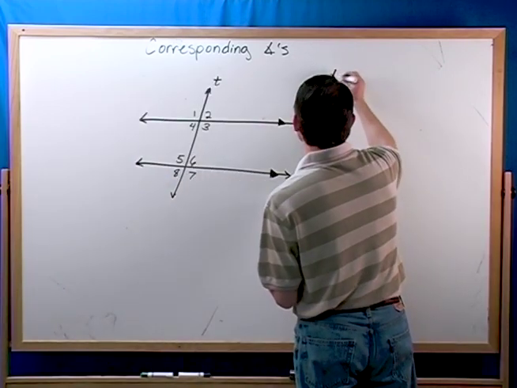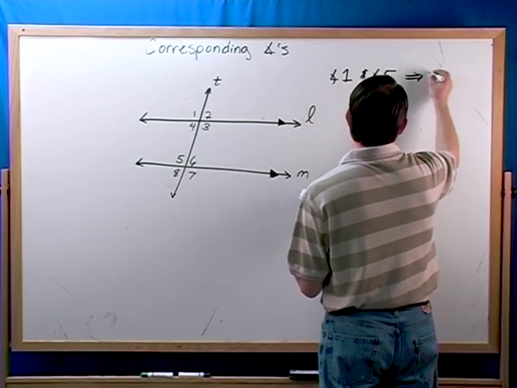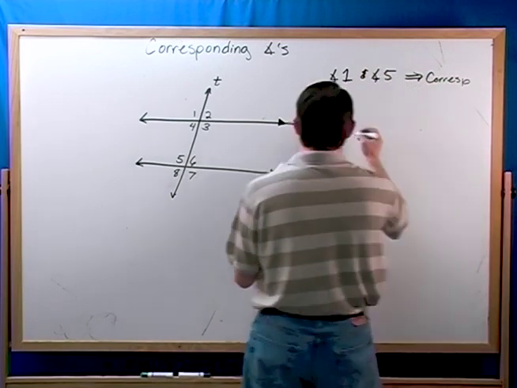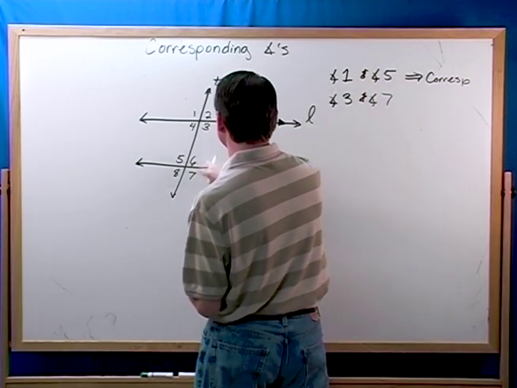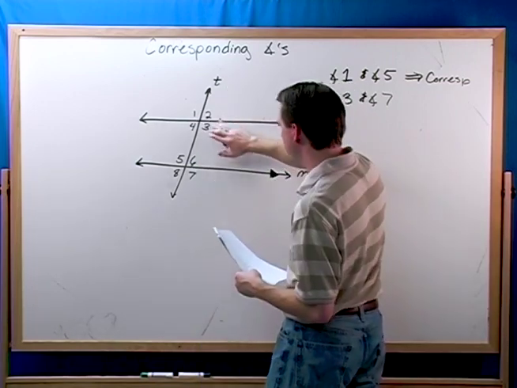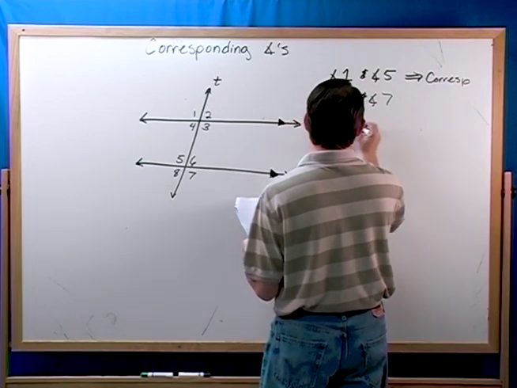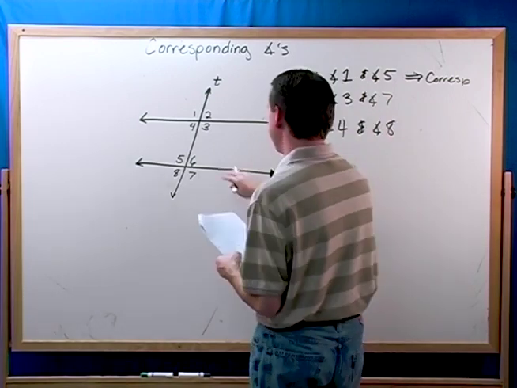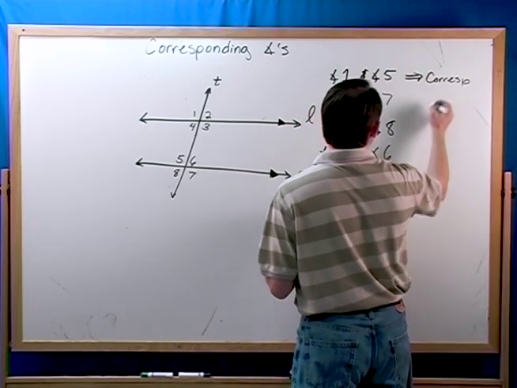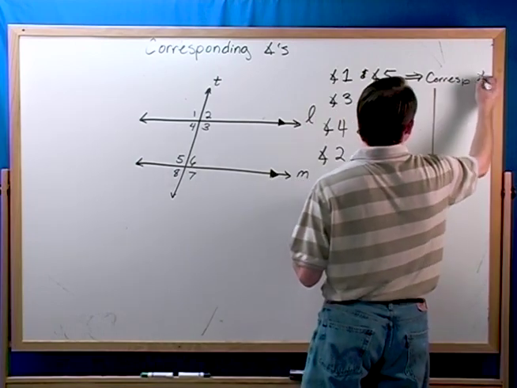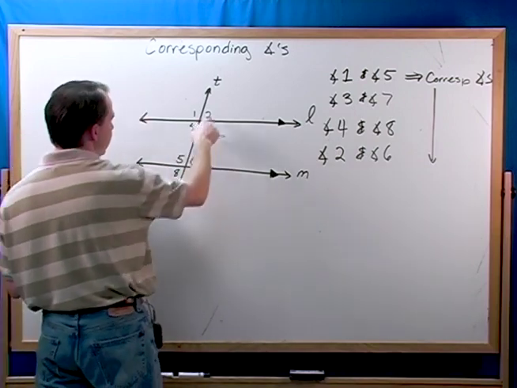So you say angle 1 and angle 5. Okay, those are corresponding. All right, angle 3 and angle 7. Those are corresponding because those are on the same exact location, but rather than being here, it's down here. Angle 4 and 8, and angle 2 and 6. And in all these cases, they're all corresponding angles, okay? So 1 and 5, 3 and 7, 4 and 8, and 2 and 6, and that's all it means.